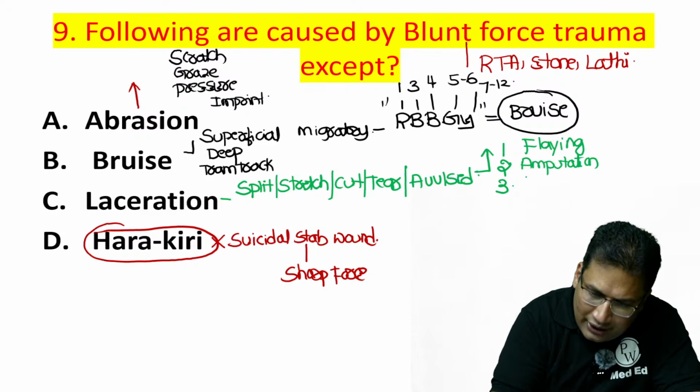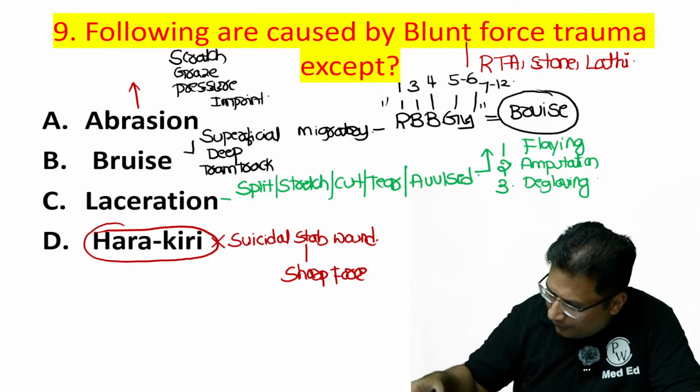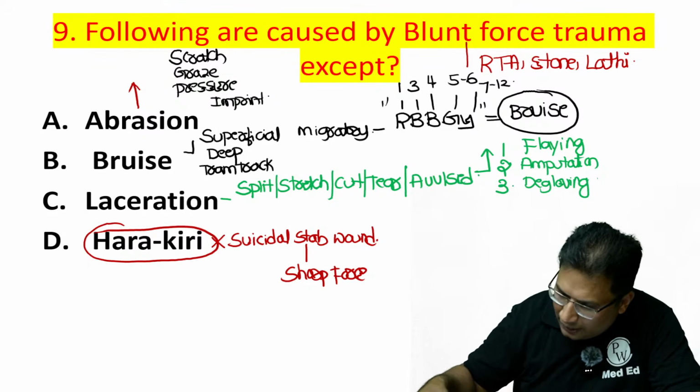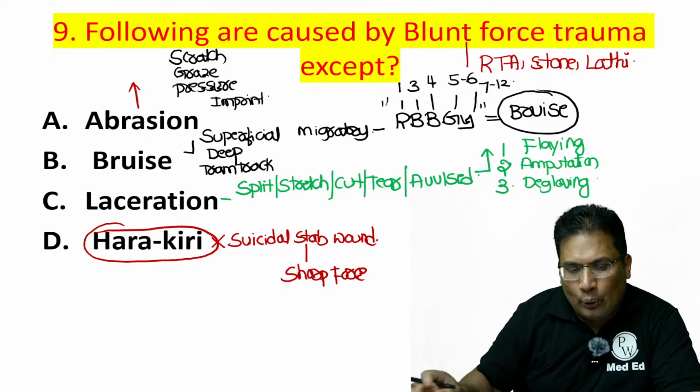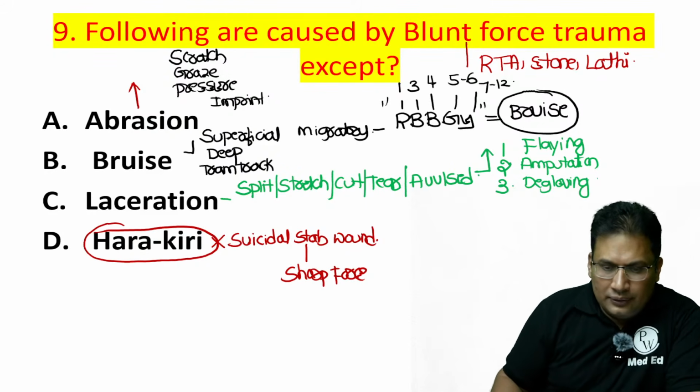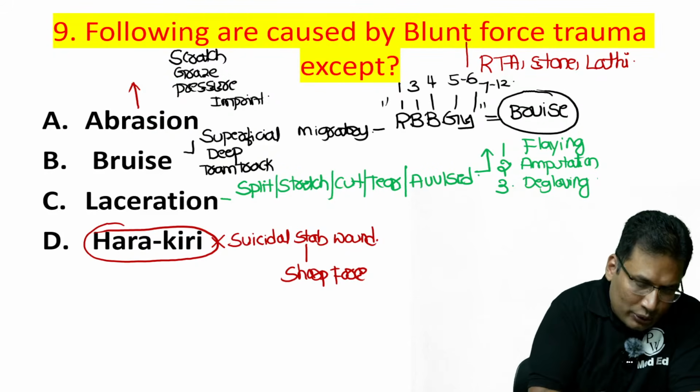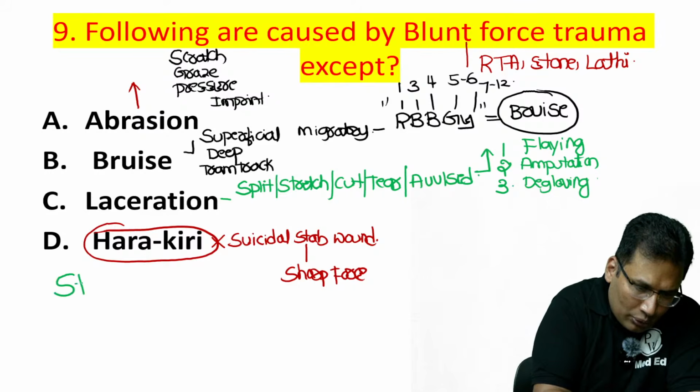Or there can be deglowing. So three important features: fleeing, amputation and deglowing. Good. Then one or two points about sharp force. In sharp force come stab wound and incised wound.